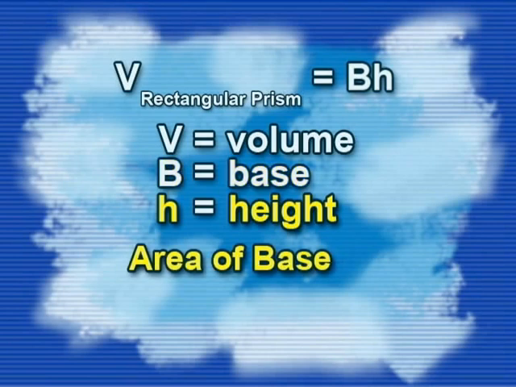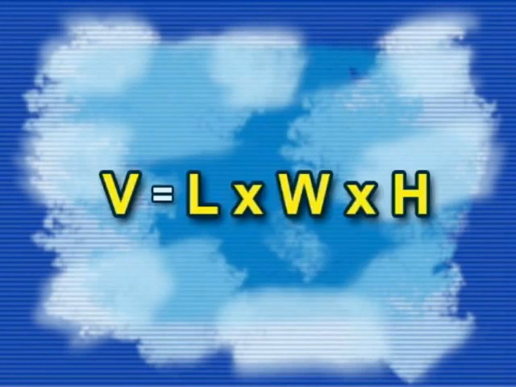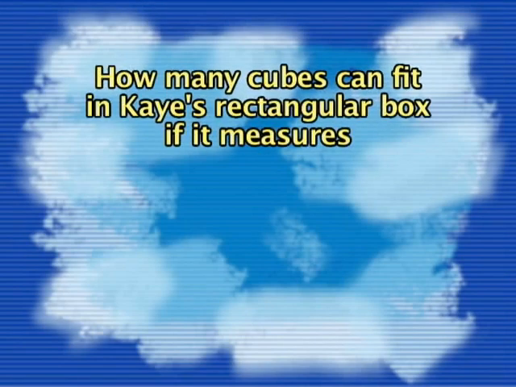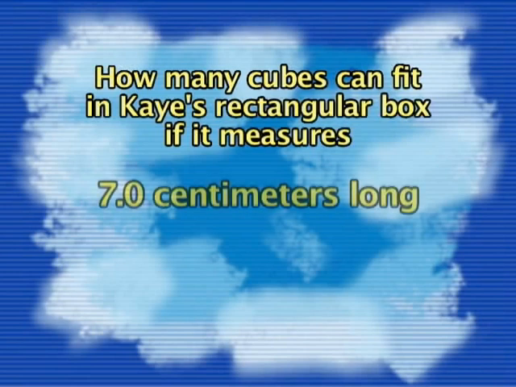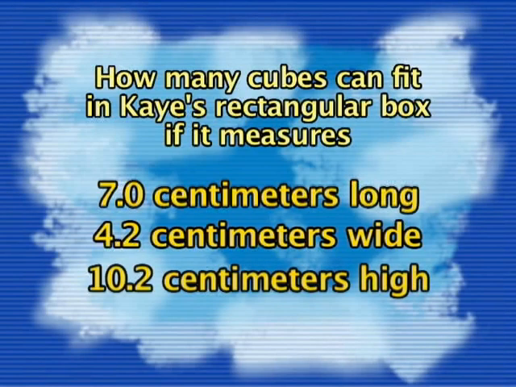Since the area of the base is equal to length times width, we can substitute these values in the formula. Thus, the formula for finding the volume of a rectangular prism is simply length times width times height. Quite easy, right? Can you now find how many cubes can fit in K's rectangular box if it measures 7 centimeters long, 4.2 centimeters wide, and 10.2 centimeters high?